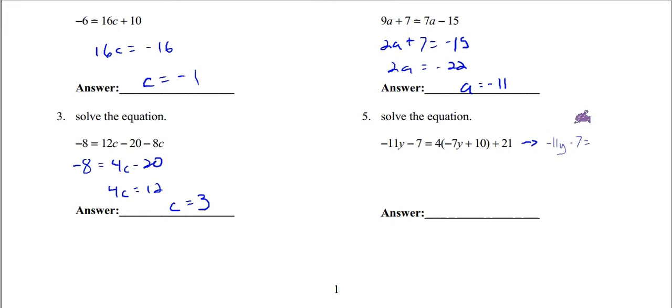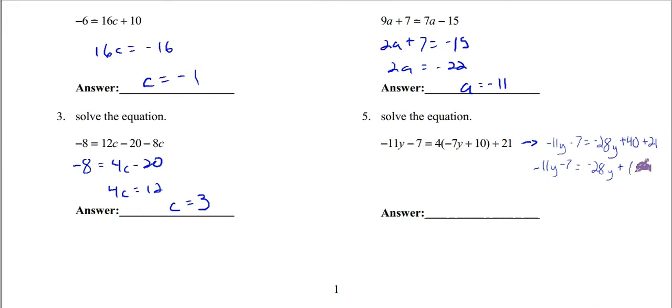All right, so negative 11y minus 7 equals, distribute, 4 times negative 7y is negative 28y. 4 times 10 is 40. Plus 21. On the left, we have negative 11y, because what I'm doing at this point is just collecting these like terms.